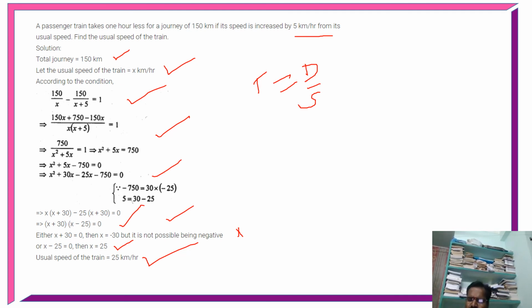Once again I am saying, students, frame the equation properly according to the question. Solve by the appropriate method. Negative values are neglected, depending on the condition. So let us go with the next problem, students.